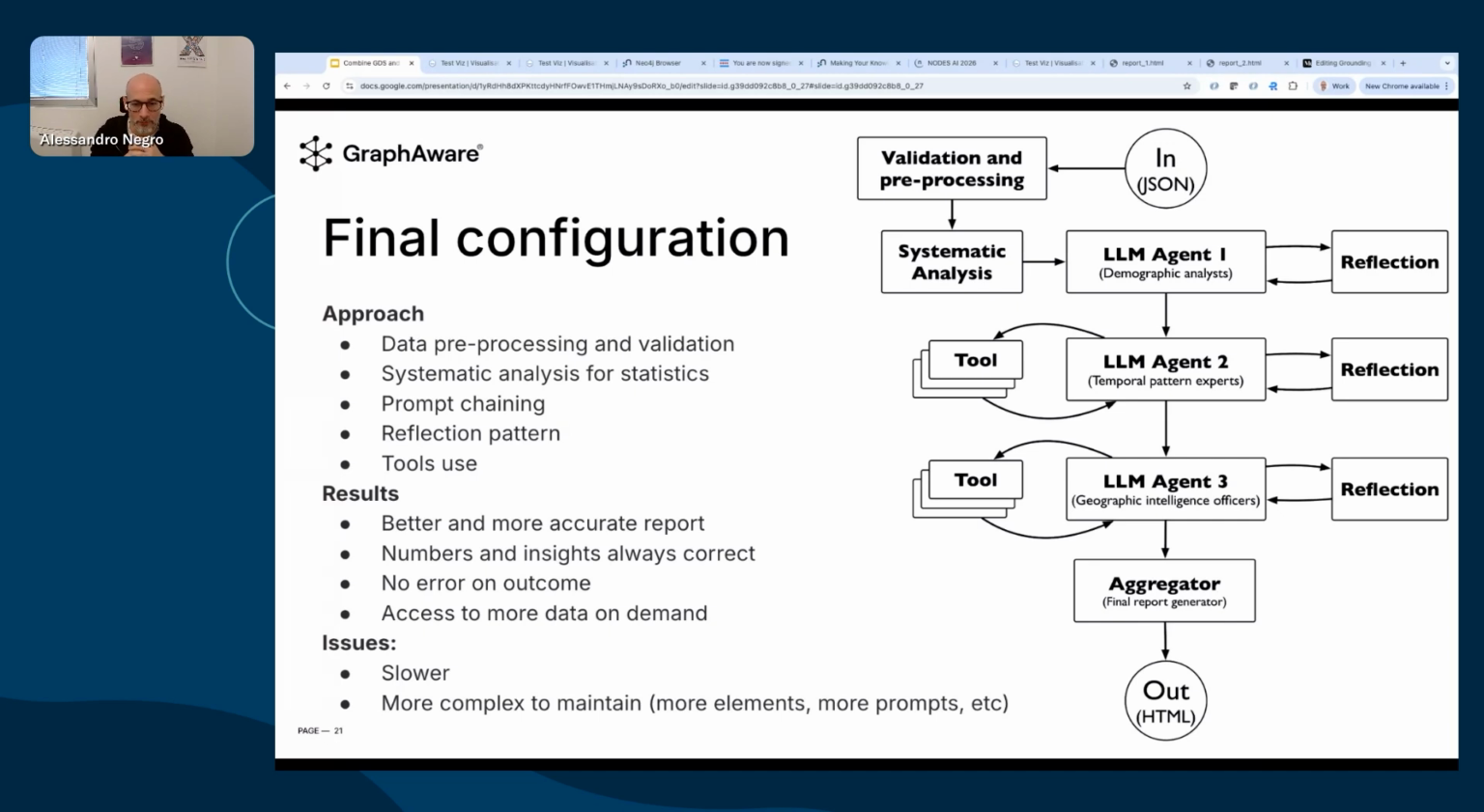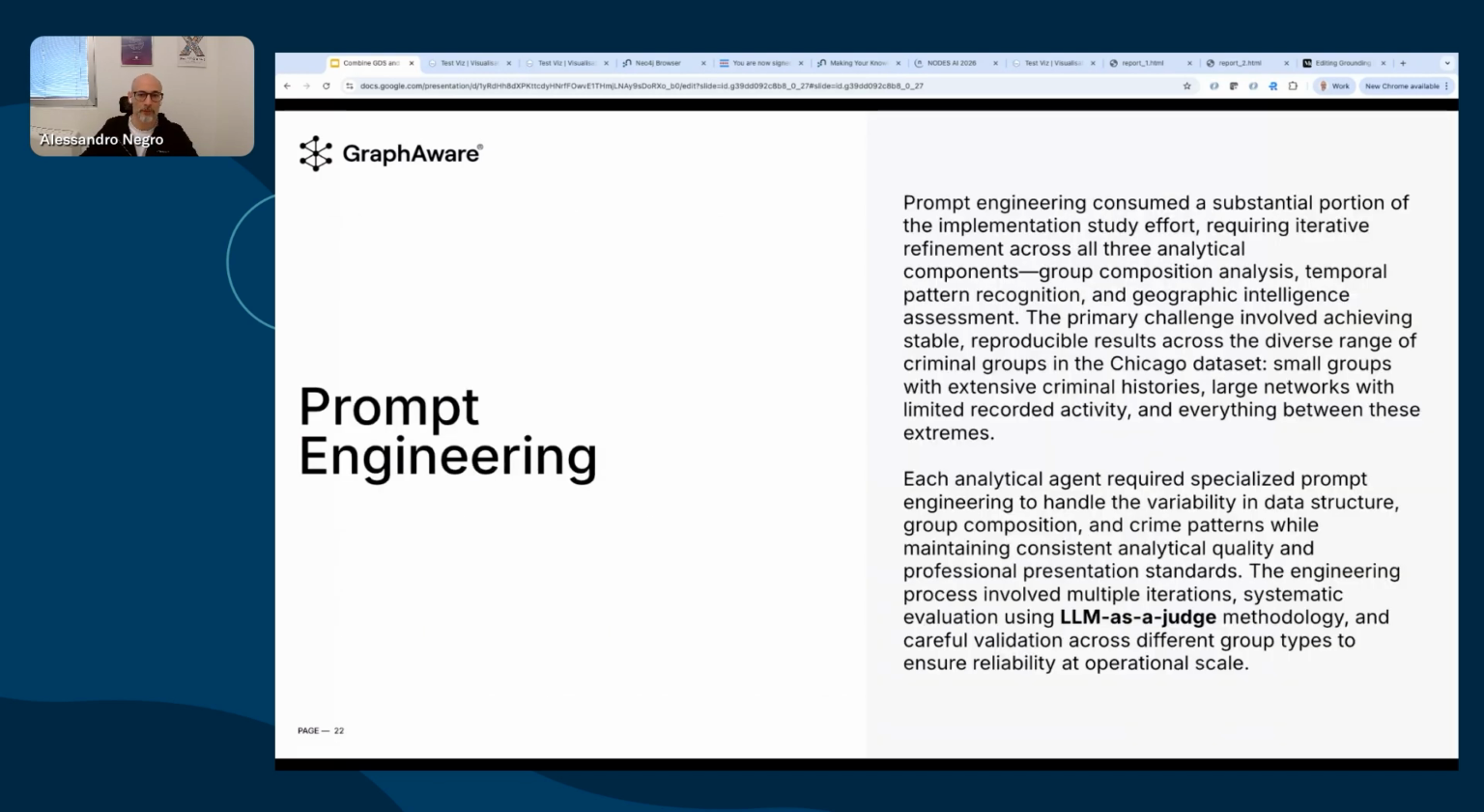The numbers and insights are now always correct, with no error in the HTML because of the reflection, and actually accessing the data helped us to have a better picture of the situation. Of course, it is even slower than before because it requires all these steps to be executed in sequence, and some of them are quite complex. And we have a more complex infrastructure to maintain: more elements, more prompts, etc.